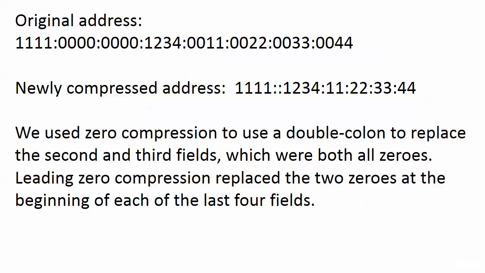So again, let's walk through that one. We look at the original address, and you can see how far we knocked that back. And the newly compressed address, we see the double colons there, and then we see a lot of zeros dropped off. We use zero compression to use a double colon to replace the second and third fields or blocks, which were both all zeros. Leading zero compression replaced the 2 zeros at the beginning of each of the last 4 blocks.